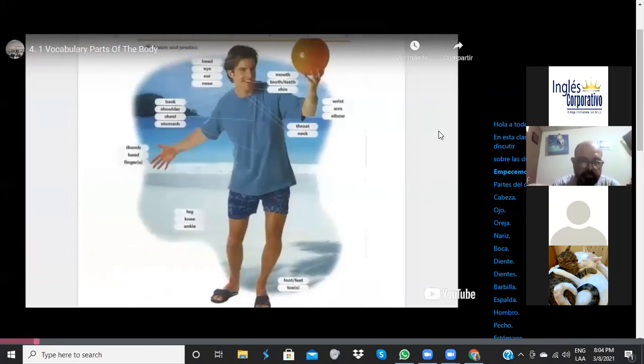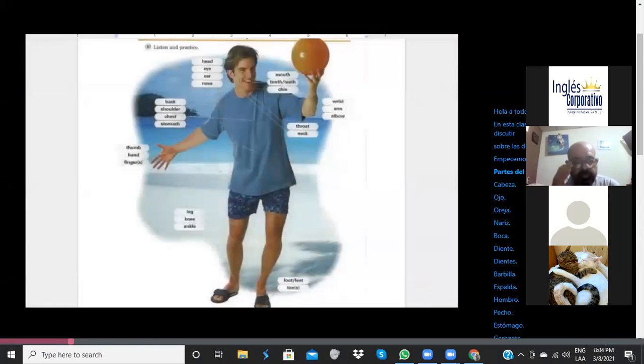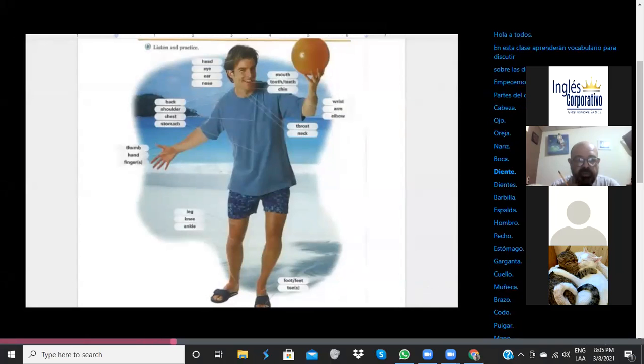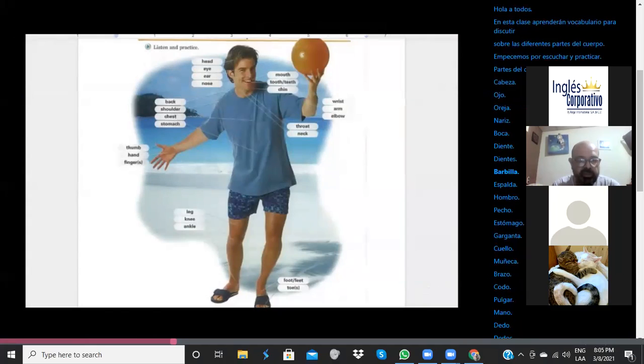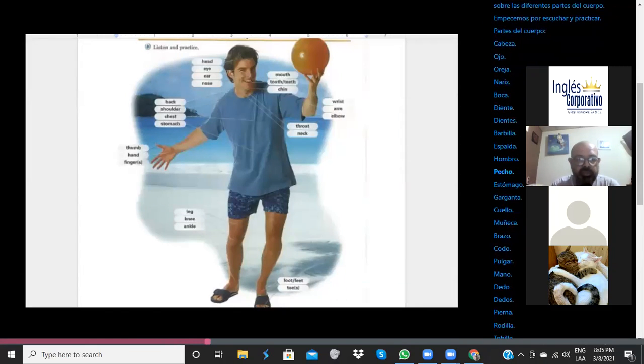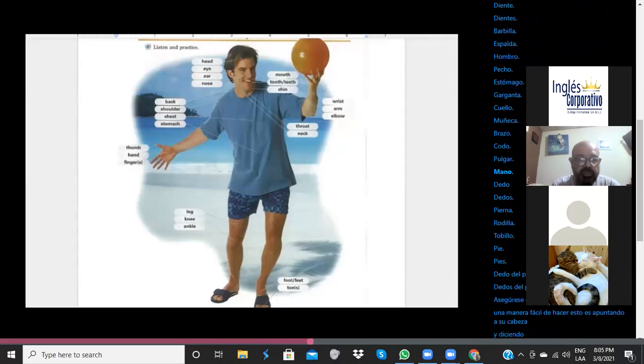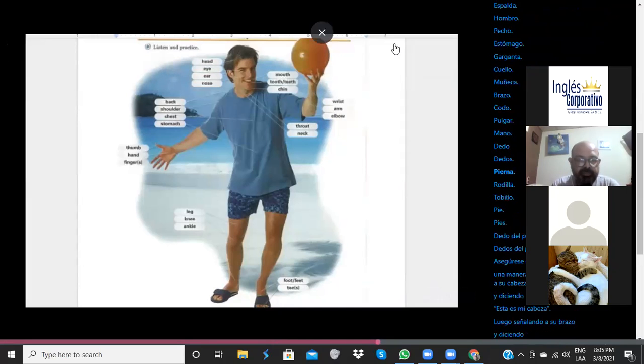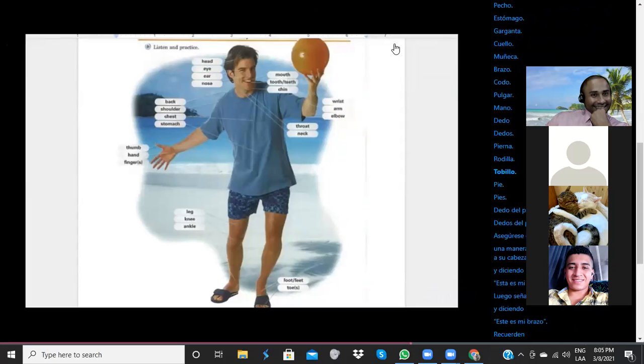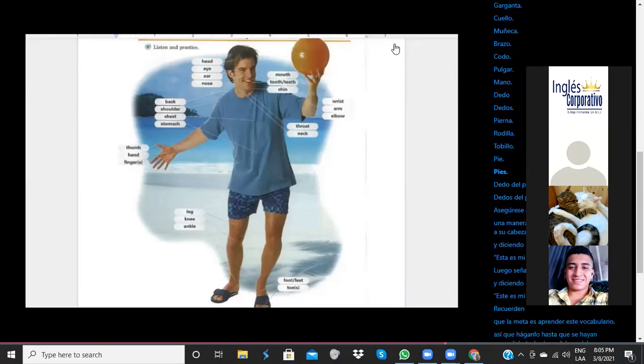Parts of the body. Let's get started by listening and practicing. Parts of the body. Head. Eye. Ear. Nose. Mouth. Tooth. Teeth. Chin. Back. Shoulder. Chest. Stomach. Throat, neck, wrist, arm, elbow, thumb, hand, finger, fingers, leg, knee, ankle, foot, feet, toe.